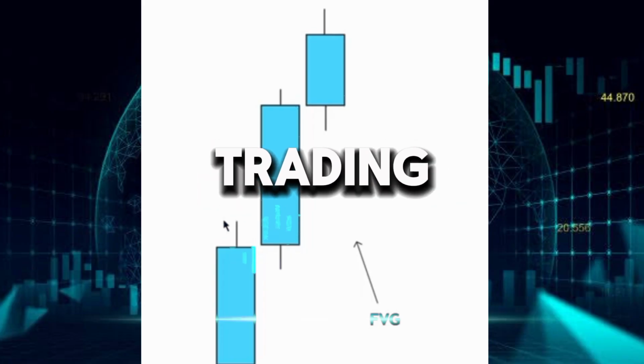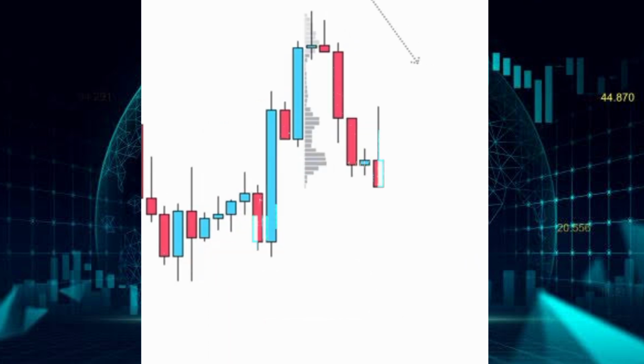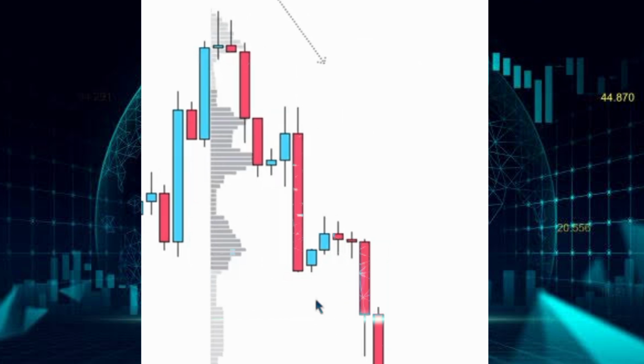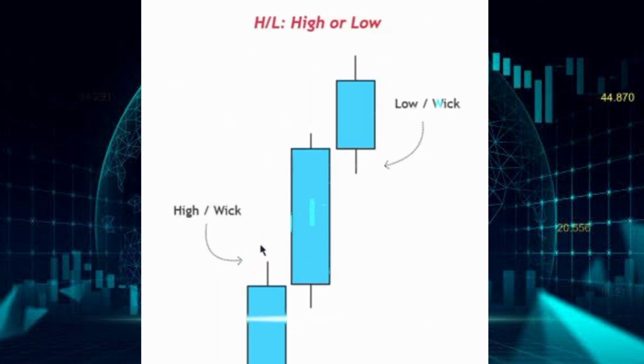In Forex trading, a fair value gap, FVG, is a concept used to identify areas in the market where price action shows inefficiencies or imbalances. These gaps are formed when there is a significant difference between the buying and selling pressure, causing the price to move rapidly in one direction, leaving behind a gap or a range where little to no trading occurred.